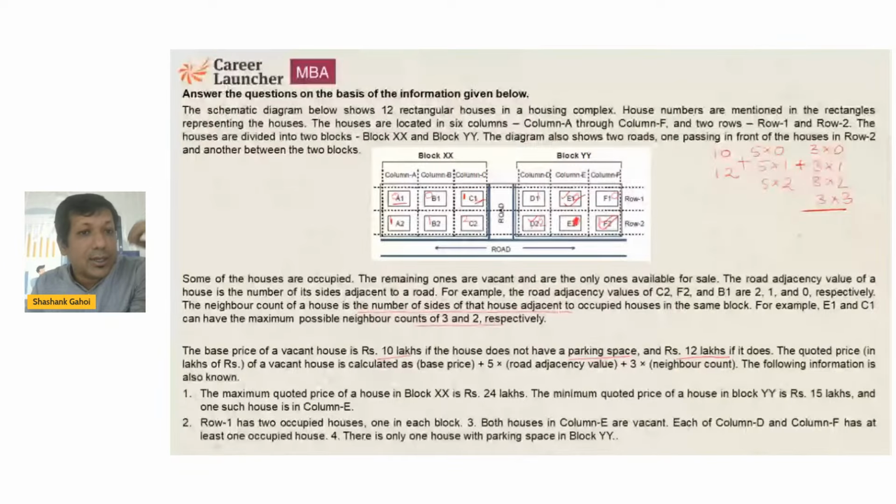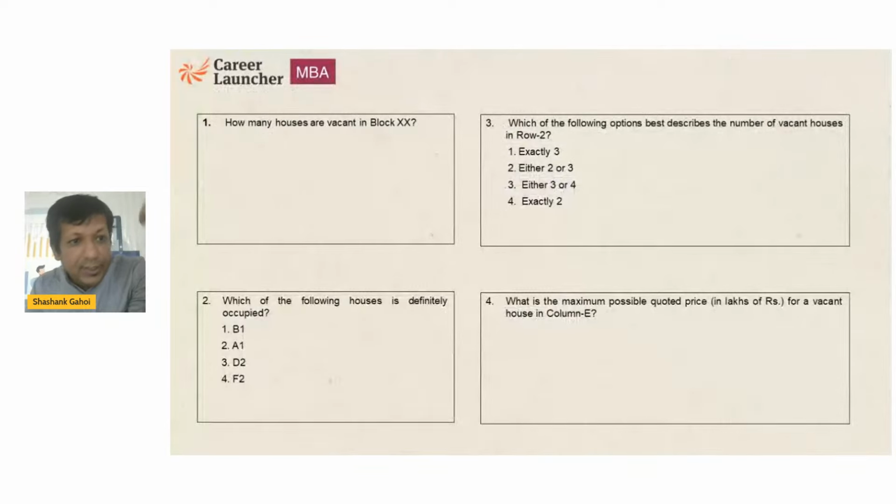How many houses are vacant in block XX? Which of the following houses is definitely occupied? Now, which of the following best describes the number of vacant houses in row 2? What is the maximum possible number of vacant houses?